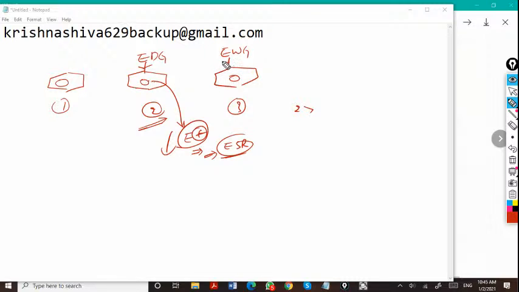The first, without any group, will be in the middle. When it is a withdrawing group, it will withdraw electron density, which will decrease the electrophilic attack onto the benzene system. So it will be the least. Okay, so one will be in the middle.